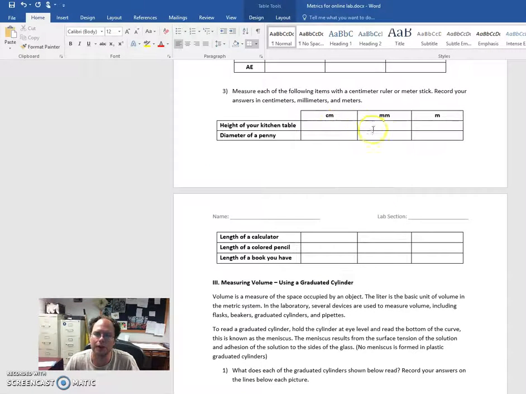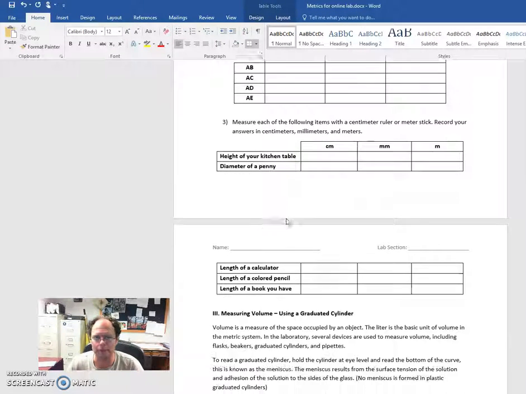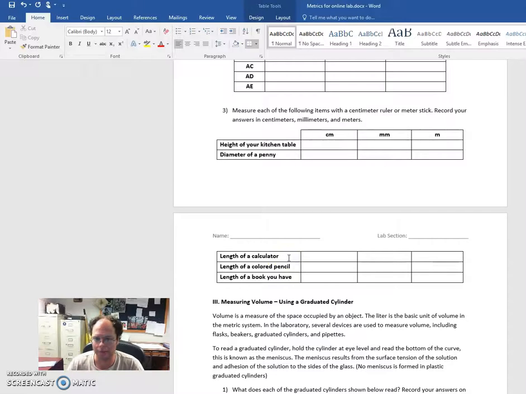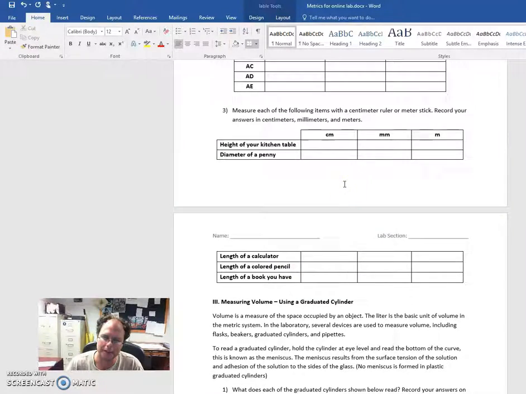I'm mostly interested in how you convert these from one unit to the next. As long as you don't put down a ridiculous measurement, you'll be fine here. For instance, if you say your kitchen table is 3 centimeters tall, that's ridiculous. Your penny needs to be accurate because you should be able to get a penny and measure that. If you say your calculator is 3 meters long, that's ridiculous. But if you say it's anywhere from 12 centimeters, give or take a few, that's reasonable. It doesn't have to be any specific measurement, but it has to be reasonable.